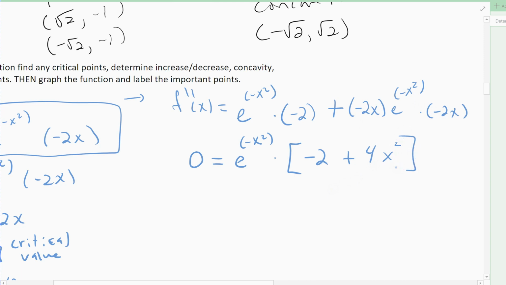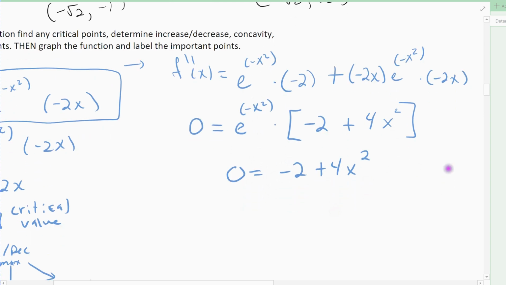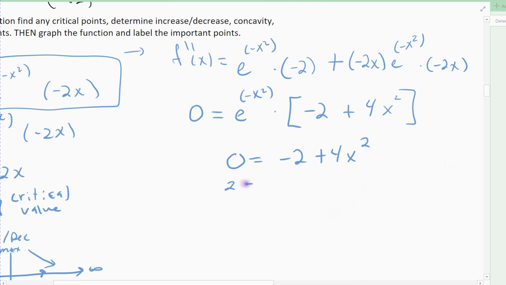Remember, e is never negative, so I ignore the e. It's never going to give me a 0. The only part that can give me a 0 is the polynomial, negative 2 plus 4x squared. That's the one I'm going to solve. I'm going to move the 2 over and divide by 4, so I get 1/2.